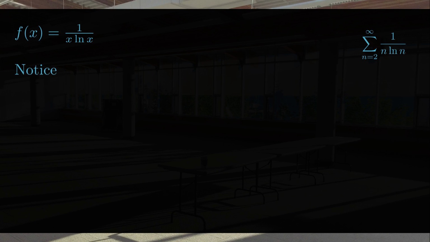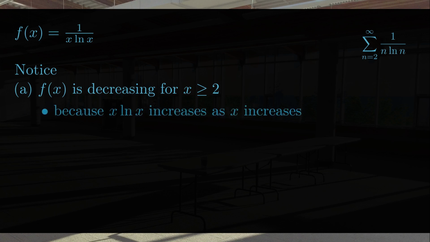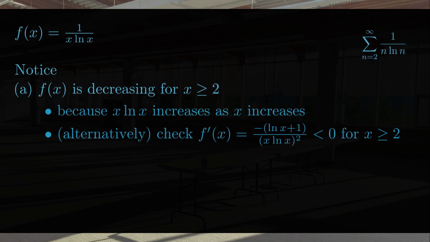Notice that f of x is decreasing for x bigger than or equal to 2. That's because x log x increases as x increases. Or alternatively, you can verify that the derivative is negative for x bigger than or equal to 2.